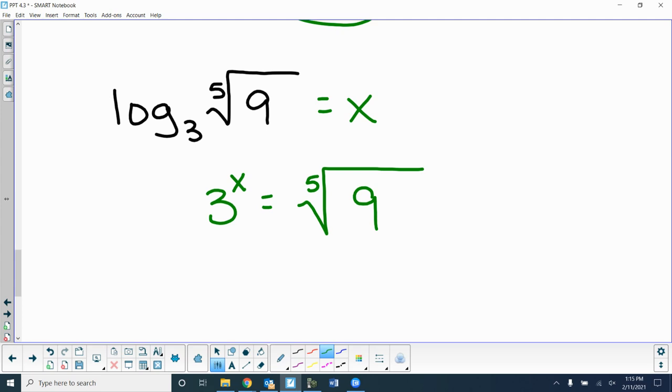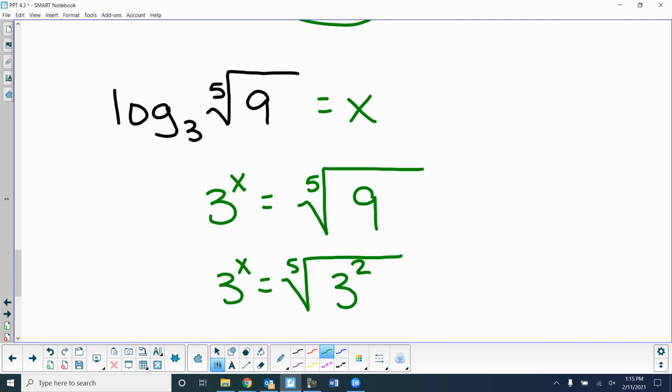That's what that means. That's called an index. You know, square root, we don't put a number, but we know it's square root, right? The index is 2. Cube root, what's the number? The 3, right? 4th root would be a 4 there. This is 5th root. There's a 5 there. Okay. So how can I write 9 with that base? Three to what power? 2nd, right? Isn't that what 9 is?